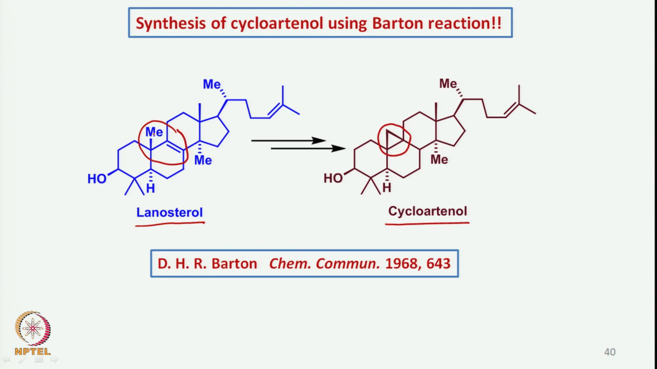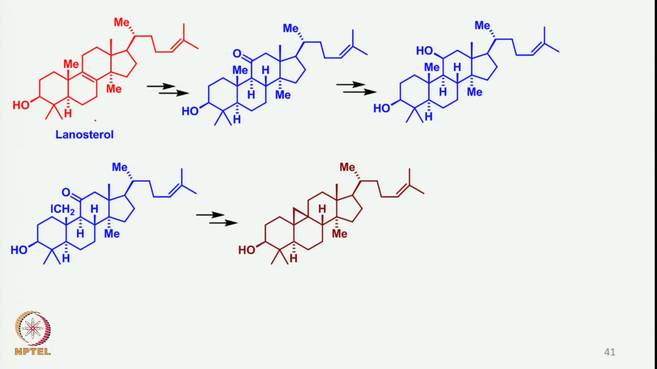So, this one was very easily converted. The lanosterol was easily converted to cycloartenol in a very specific fashion by Barton. Now, how it is done is that you take the lanosterol as is here, and this is the final molecule. Now, what is done is this molecule is somehow converted to this particular carbonyl group. Now, how can we do it?